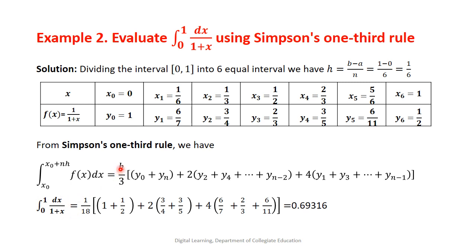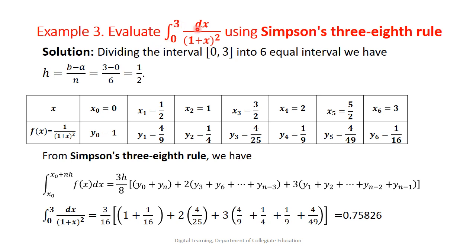I am using h is equal to 1 by 6, so I get 1 by 18. Here is the first term plus last term plus 2 into even terms, that is y2 and y4, plus 4 into remaining terms, that is y1, y3 and y5. Using scientific calculator I simplify this, so I am getting this answer.